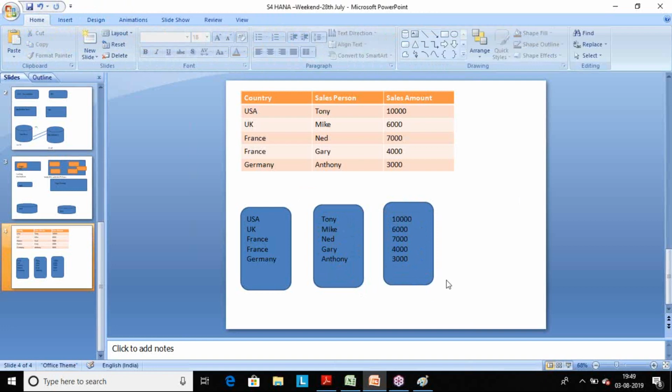Now suppose I want the total sales figure for this year. I don't need the information about this column, and I don't need the information about this column. Directly it is going to read the data. So we can save processing time, and the processing speed can be enhanced.